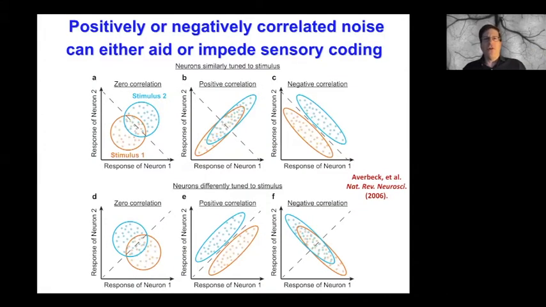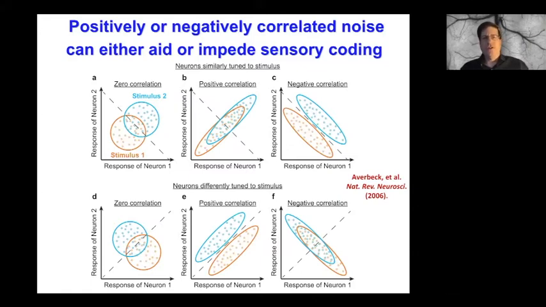To give you a feel for how this works, many investigators have articulated and explored the fact that either positively or negatively correlated noise fluctuations can aid or impede the accuracy of sensory coding depending on the stimulus response properties of neurons in an ensemble or in a group. To illustrate this point, I'm going to consider the world's simplest ensemble, as is often done. These graphs here are based on a review almost 15 years ago now by Bruno Averbeck and colleagues.